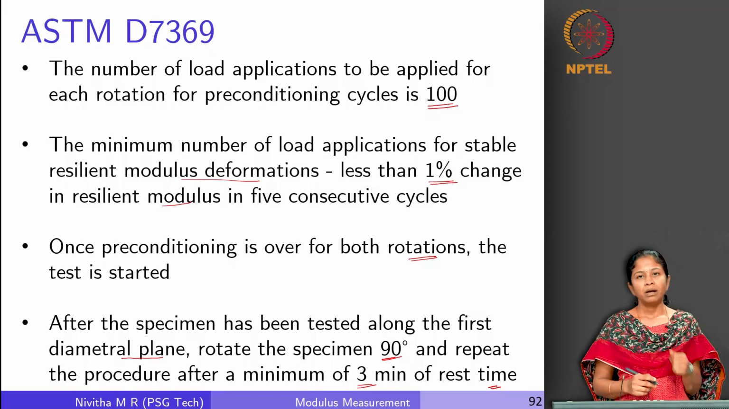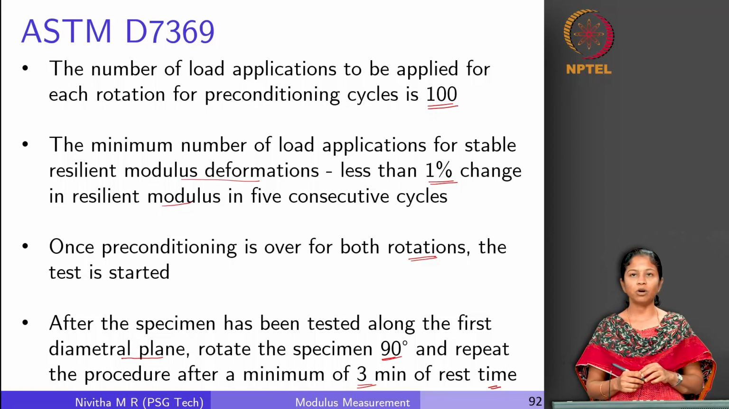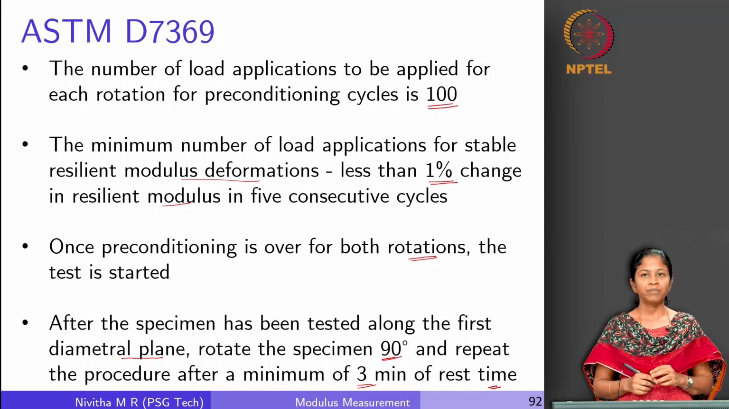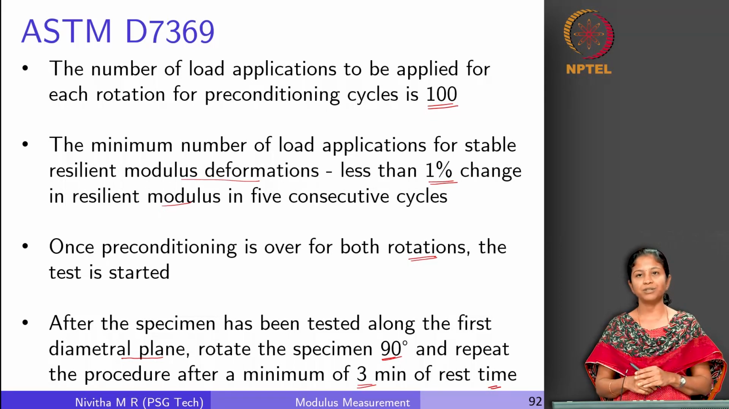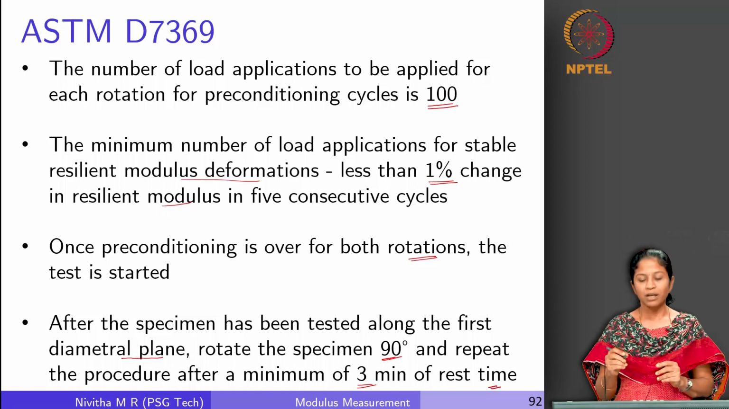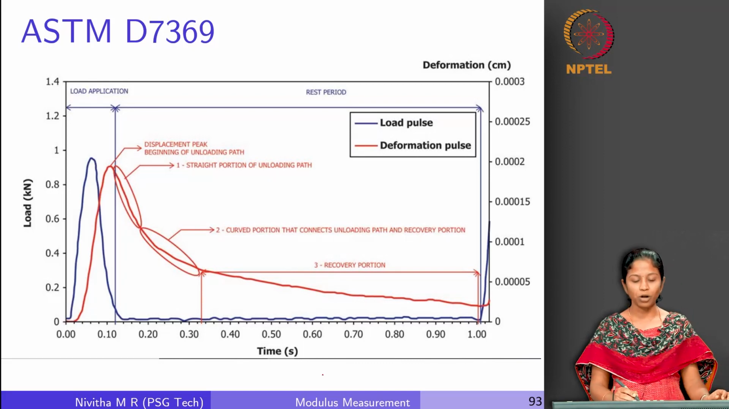Welcome back. In the previous lecture, we have been seeing how to measure the resilient modulus for bituminous mixtures. So, we had seen the ASTM D4123 test procedure, then we were seeing the test procedure associated with ASTM D7396. Now we will see how to do the computations, how to calculate the resilient modulus using this particular codal provision.